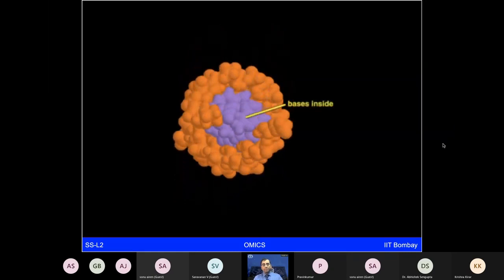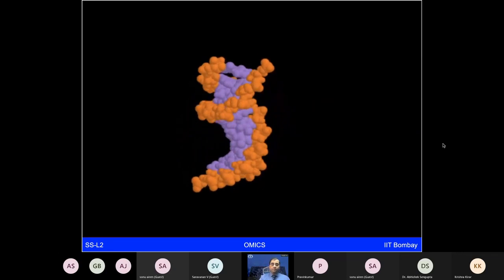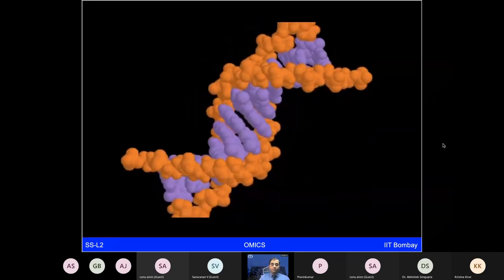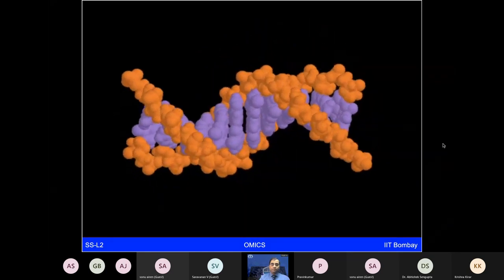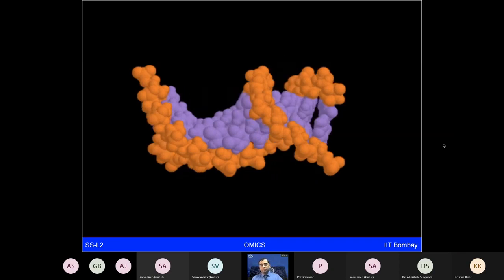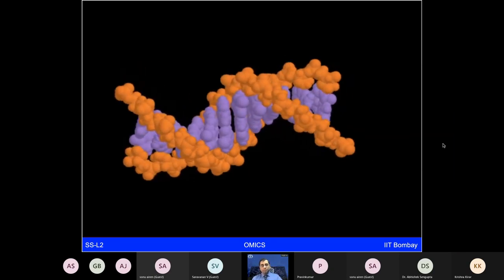The bases form the core of the double helix, while the sugar-phosphate backbones are on the outside. The 2 grooves between the backbones are called the major and minor groove, based on their sizes. Most protein DNA contacts are made in the major groove because the minor groove is too narrow.